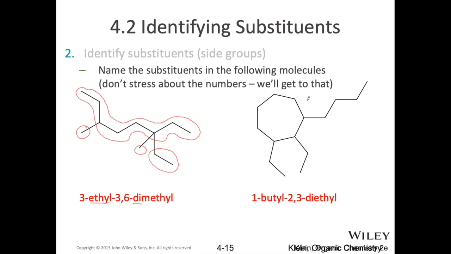Over here on our cycloheptane, we have an ethyl group. We have another ethyl group, so that's why it's listed as diethyl. And then this group over here has 1, 2, 3, 4 carbons. So that's a butyl group. That's where that came from.